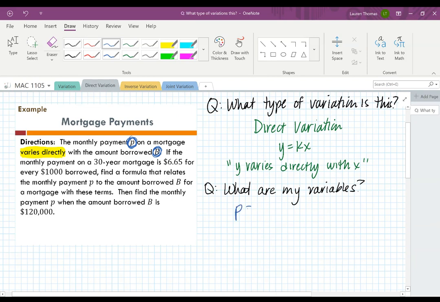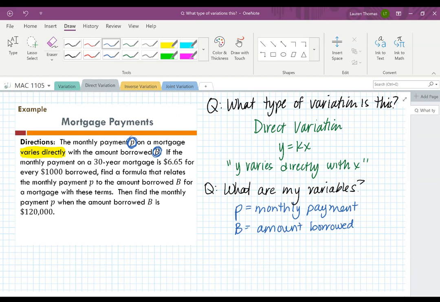So let me go ahead and write that. For us, P is the monthly payment, and B, they told us, is the amount borrowed. All right, so we know what type of variation we're dealing with. We know what our variables are.